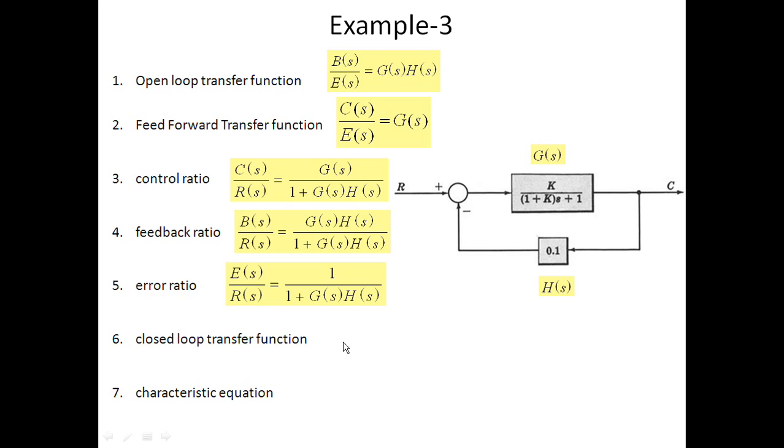Closed loop transfer function is nothing but the control ratio only. So the answer is G(s) upon 1 plus G(s)H(s). And the characteristic equation is nothing but the denominator of the closed loop transfer function equal to 0. So all these are answers. Substitute G(s) and H(s) in them, and we get the proper answers.